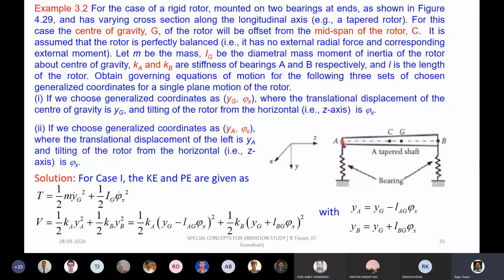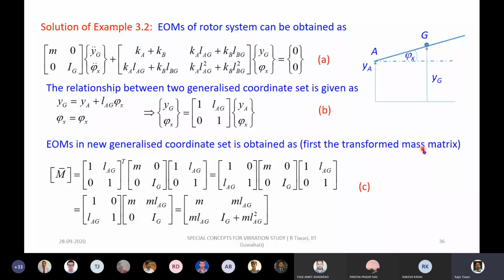Let us say YA and YB are the vertical displacements of the shaft ends, and those deformations we can relate with the generalized coordinates we have chosen. YA, the displacement of this end, can be written in terms of the displacement of G. Let us say it is tilting something like this. So YA can be written as YG minus this length times this angle. So if we subtract this much distance from YG, we'll get YA. This is the thing we have done here.